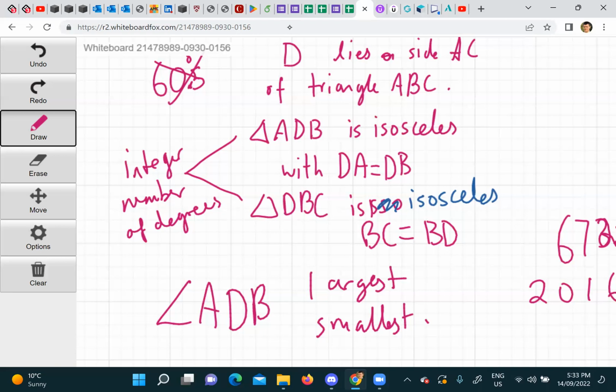Yeah, D is on side AC. See, D lies on AC. So D is on here. Your D is in the middle here. Draw another diagram.